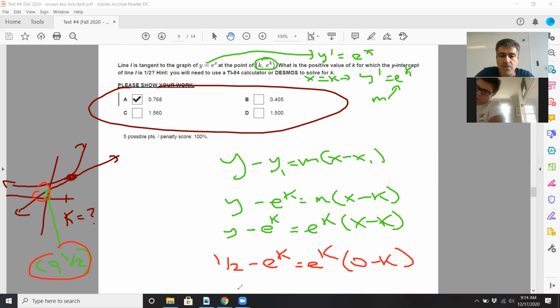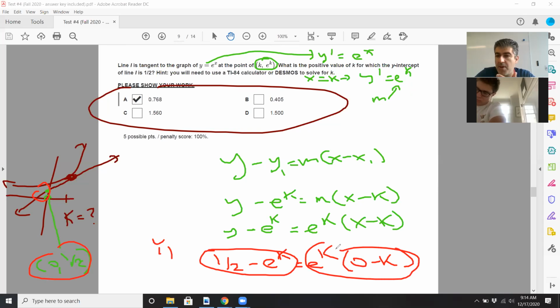And what you could do is let this side be y1, let this side be y2. Then we've got to start doing some algebra. At that point, I wouldn't do that. I'm not doing any algebra to solve this problem. That's why I even told you to use your calculator. At that point, just graph 1/2 minus e to the x. Use x instead of k in the calculator, or in Desmos. And then e to the x times negative x, right? And then you should get 0.768 if you do it correctly.